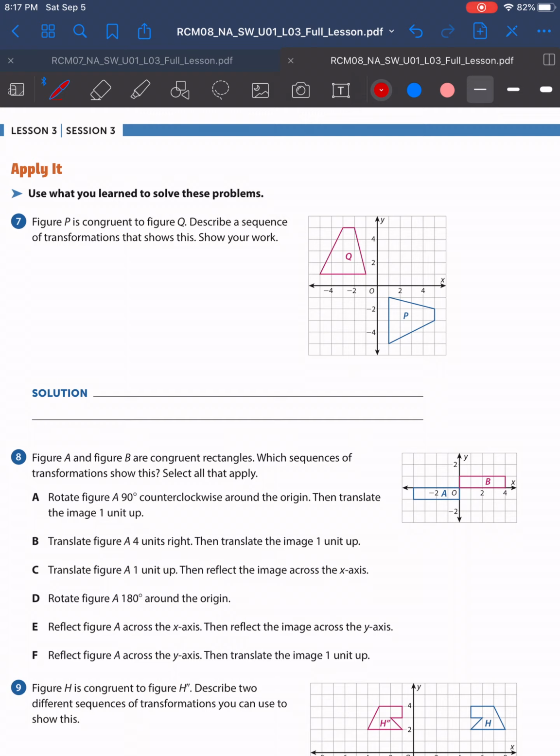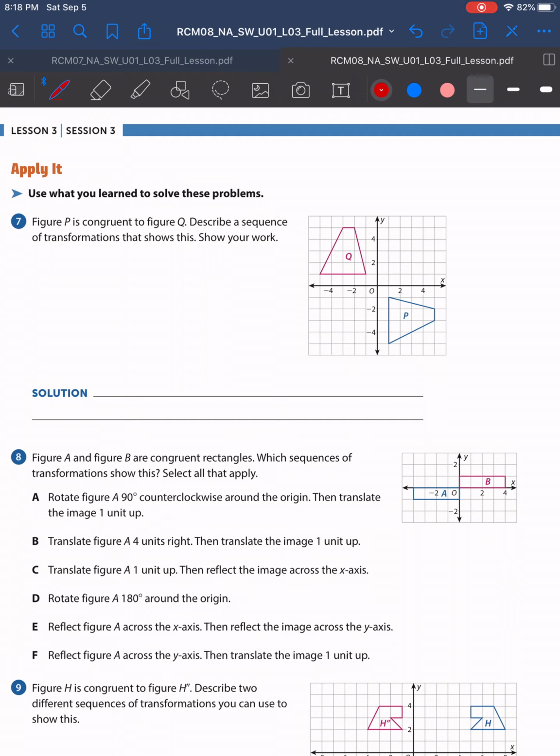Okay. Figure P is congruent to figure Q. Okay, duh. Describe a sequence of transformations that show this, and show your work. Okay, so what could we do? What could we do to show that P is congruent to figure Q? Can we show how we could get P to land on Q? Because if P landed on Q, wouldn't it show that it's perfectly congruent to one another?